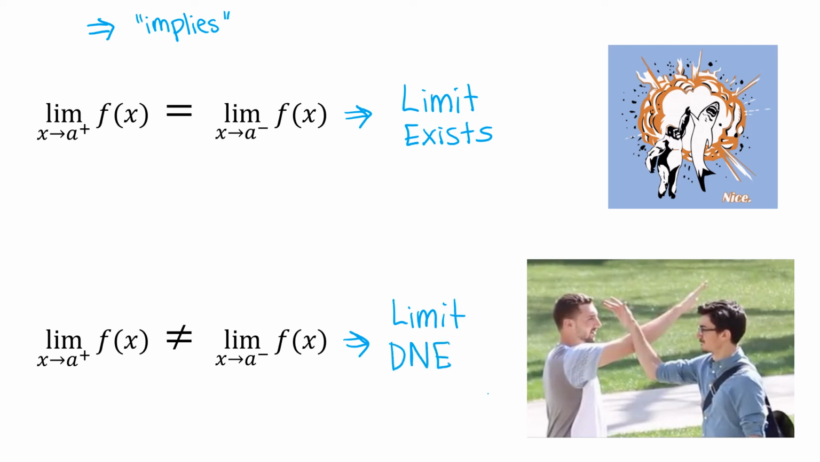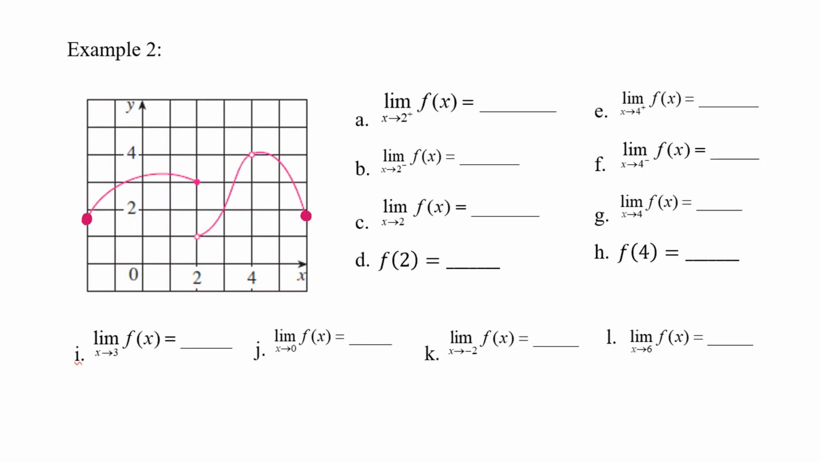So you can have a left limit that exists and a right limit that exists, but if they're not the same value, that means that the overall limit, so without that little minus sign or little plus sign, does not exist. It's kind of like, it looks like maybe they might high five, but they're not actually going to the same place. Let's take a look at a couple more examples that are graphical.